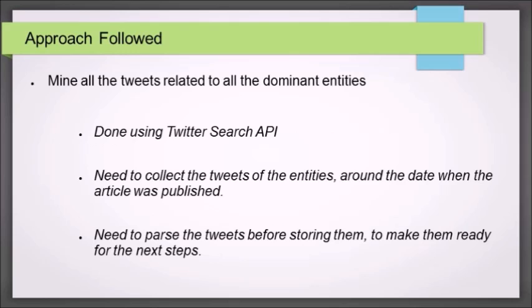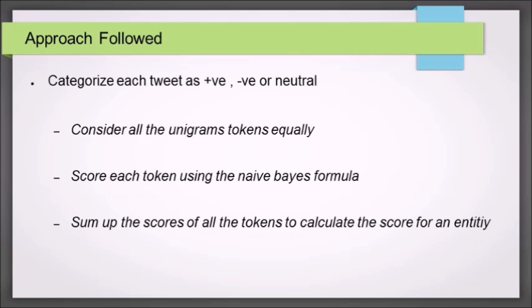Then we come to the third step of our approach, in which tweets related to each of the entities are mined. This can be done by following 3 steps. The first one is by using Twitter Search API. We need to collect the tweets of the entities around the date when the article was published. The tweets obtained here directly cannot be used in further steps. Pre-processing is done here on the tweets so that they are ready to be used in the next steps.